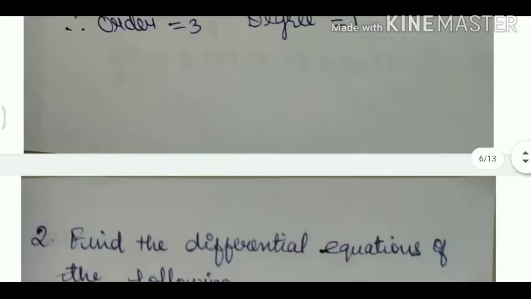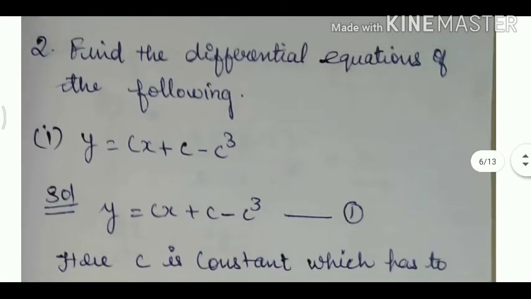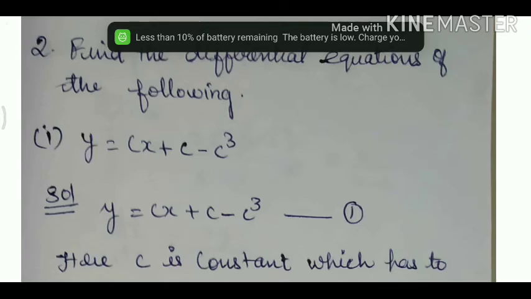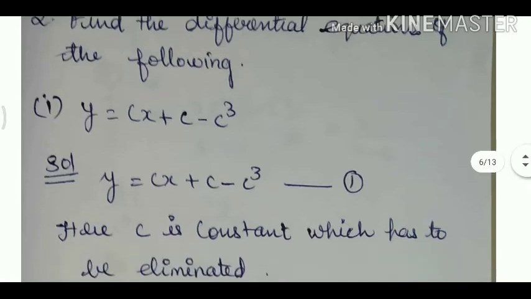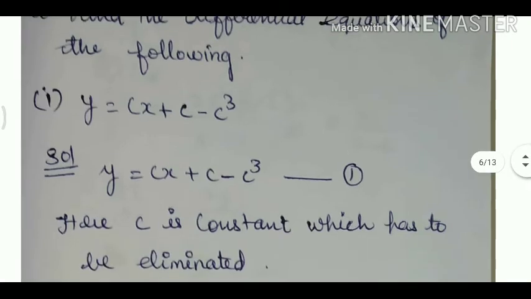So the next question: find the differential equation of the following. Y equal to cx plus c minus c cube. Here c is a constant which has to be eliminated. So we eliminate c in order to find the differential equation. Okay, so y equal to cx plus c minus c cube.